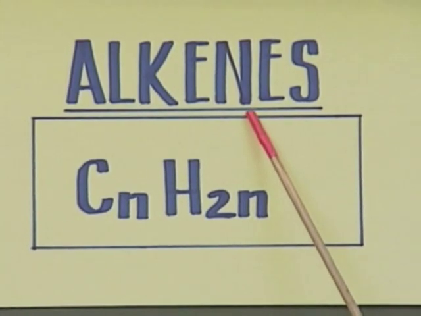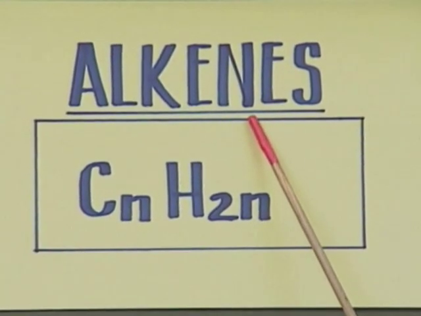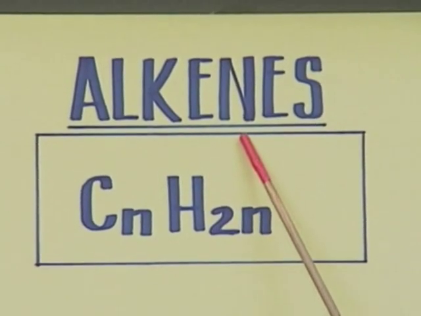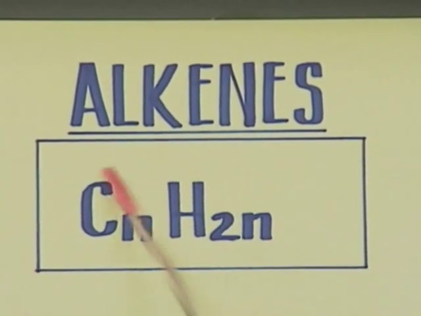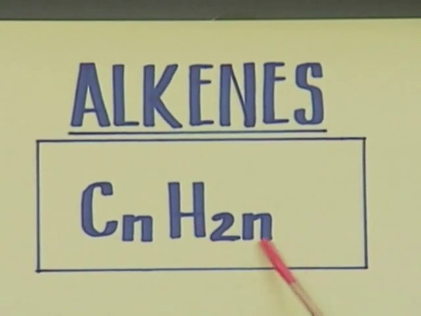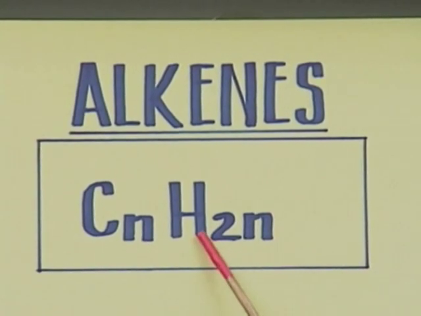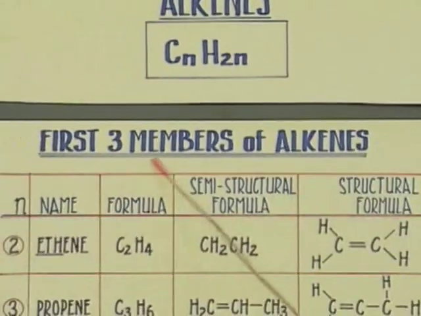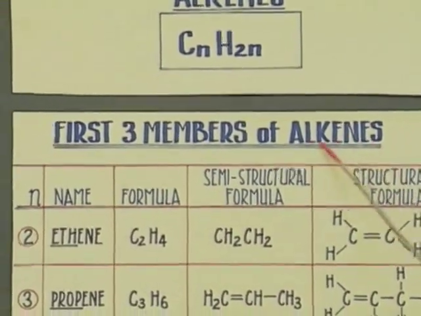It means each compound contains at least one carbon-carbon double bond, or we have two covalent bonds between the same carbon atoms. And the general formula is CnH2n, so we have twice as many hydrogen atoms as carbon atoms. Let's look at the first three members of the alkenes.